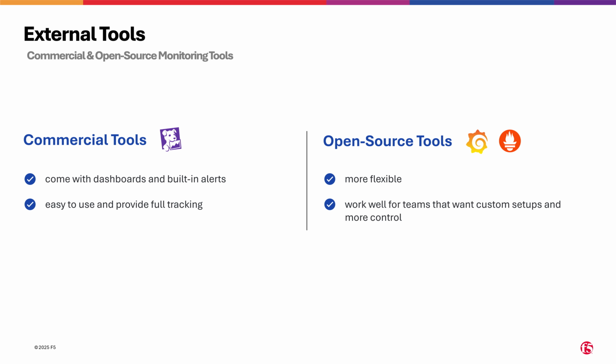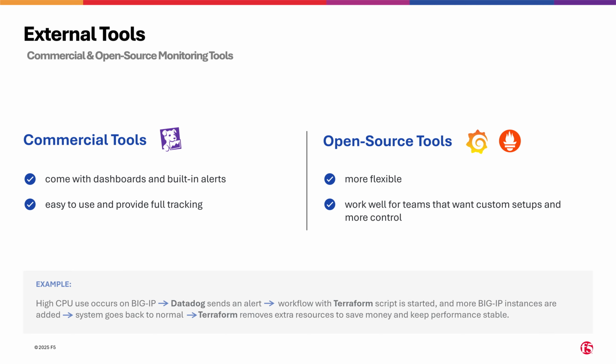These tools are very useful for automation. During deployments, they give live feedback. For example, if Datadog sees high CPU use on BigIP, it can send an alert. This starts a workflow with a Terraform script and adds more BigIP instances to balance the load. This keeps your setup running by automatically adding resources when needed, without manual changes. Once the system goes back to normal, Terraform can remove the extra resources. This saves money and keeps performance stable. Using monitoring tools like this helps you react fast and keep things running without manual work.